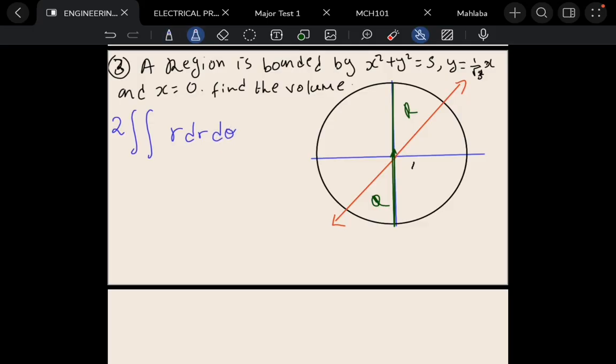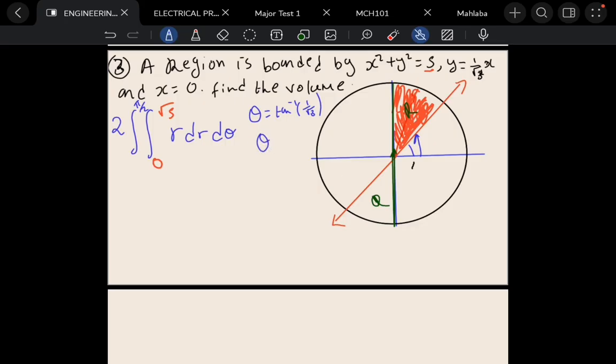Now where's your r starting? Your r starts from here to that point, which means it's going to be 0 to root 5, which is the radius of the circle. Your theta, this is the region you are focusing on, and it starts at that particular angle. We know that the maximum value of this region is pi over 2. Now, how would you get that particular value of theta? We are going to say theta is the arctangent of 1 over root 3.